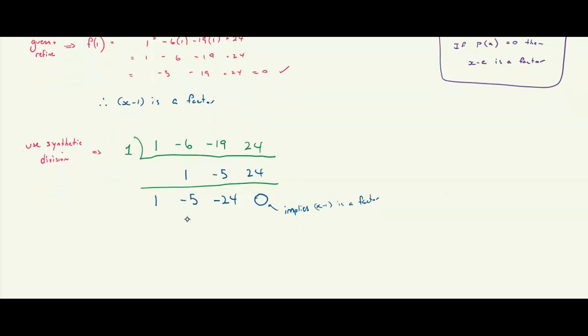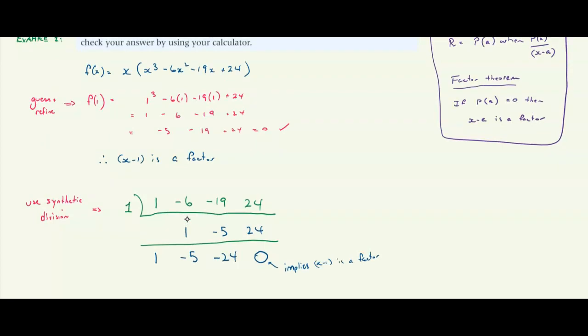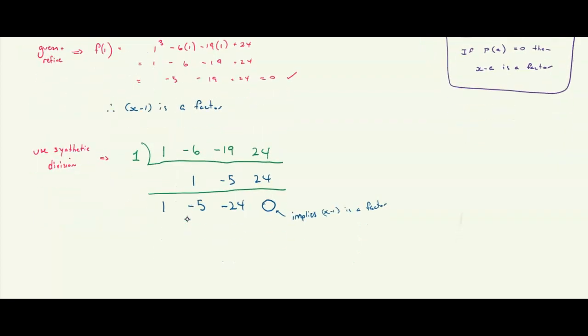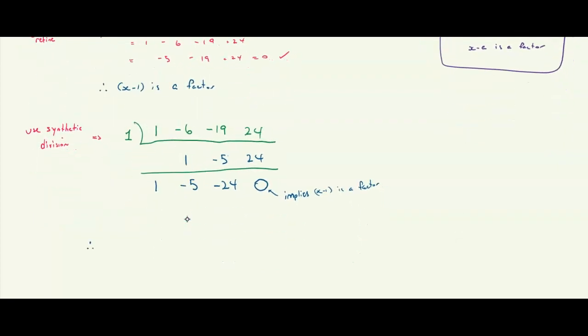And what we wanted to do, though, was to know what resulted when we divided by x minus 1. Well, this is what resulted. So we can therefore say that my f of x equals, well, I took x out to start with. Now I've taken x minus 1 out, and I'm left with a quadratic now, aren't I? X squared minus 5x minus 24, and it's plus 0, but we don't need to worry about writing plus 0.